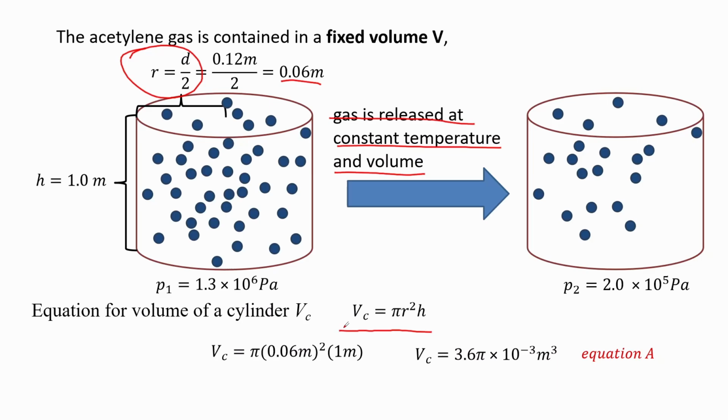Substituting the values from the given and calculated, we have the volume of the cylinder around 3.6 times pi times 10 to the power of -3 meter cube. It is shown in equation A. Note that the gas has been released at constant temperature and constant volume.